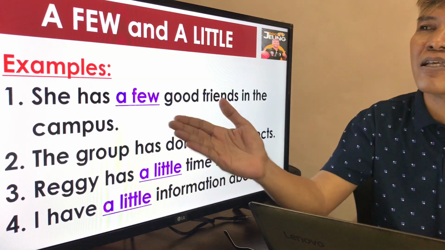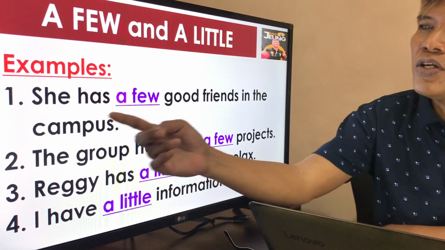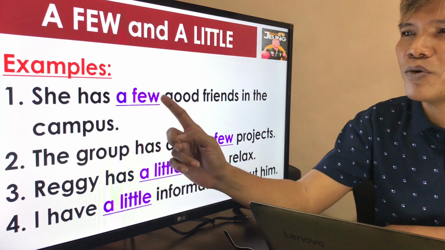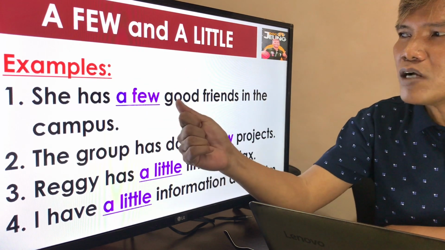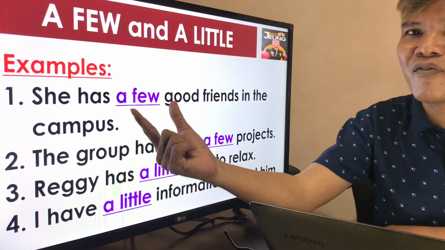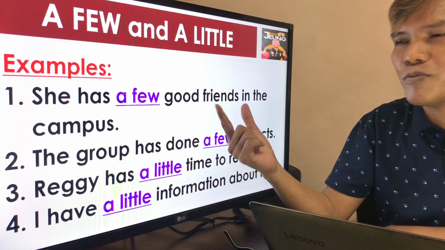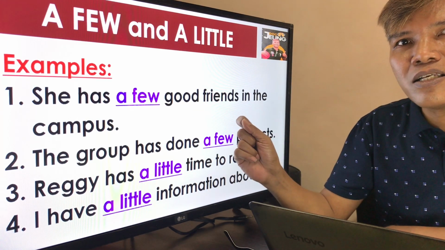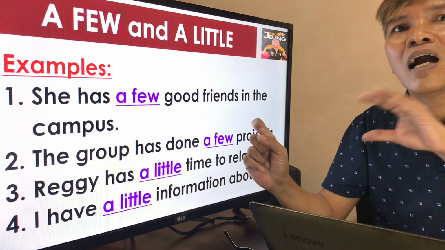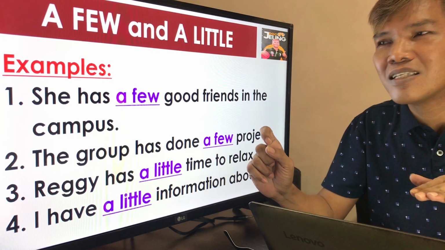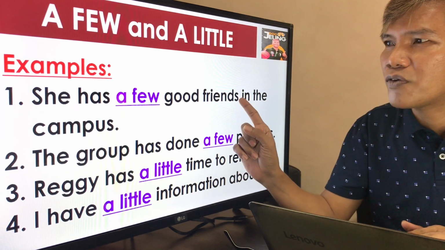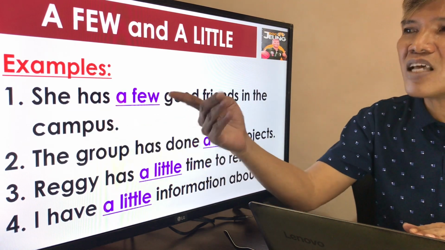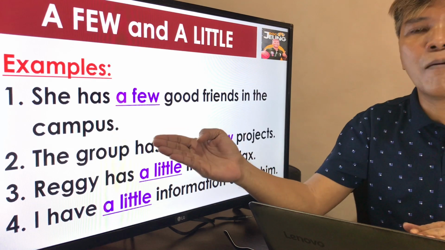Let's take the following examples. She has a few good friends in the campus. Why do we use a few? Let's look at the noun after a few. The noun is friends, because good is a modifier of friends. Friends is countable. We can count friends, and it is in the plural form. Therefore, we use a few. So the sentence is, she has a few good friends in the campus.